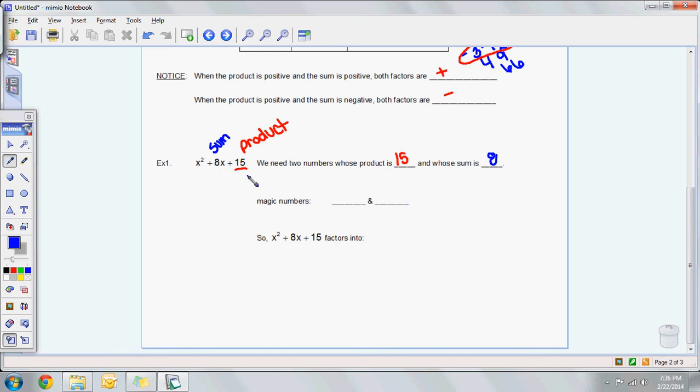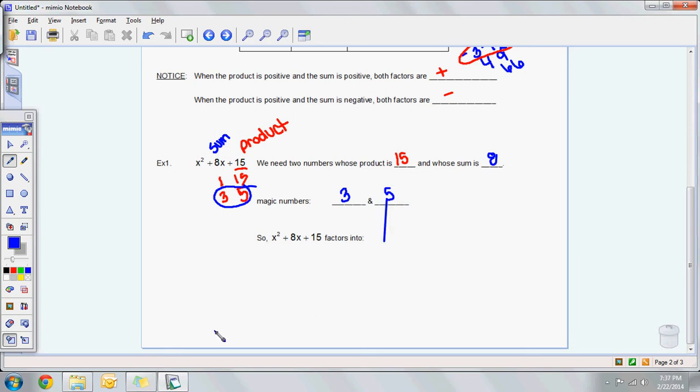Okay, so just like we were doing up in this chart, we want the product of 15 and the sum of 8. So what you're going to do is list out your factors of 15 because that's what you need the product of. So let's list them out. So we have 1 and 15. 2 doesn't work, so 3 and 5. Sorry, I have some lag going on here. And that's it. So I'm going to look at which one of these will add to give me 8. And it's 3 and 5. So the magic numbers are 3 and 5.